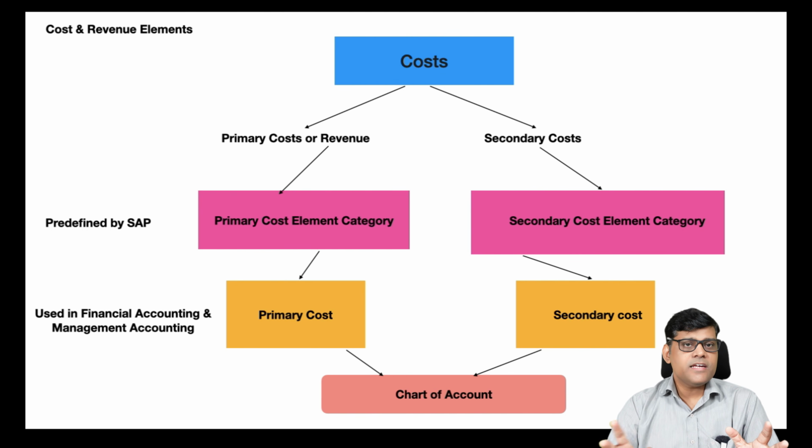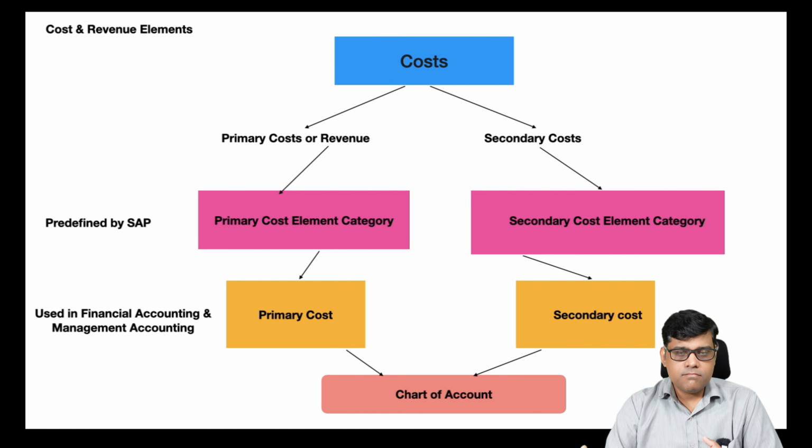So cost is basically divided into two areas: primary cost or revenue, you can say, and secondary cost. Now let's take an example of primary cost. For example, we have workers, employees, and we are paying salary. So that is our primary cost, because this salary cost will be initiated from finance. That means one finance user is going to record that salary paid for this month, this much.